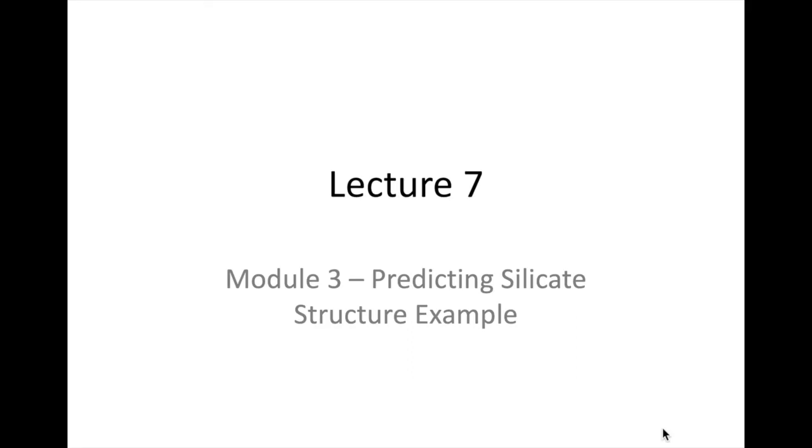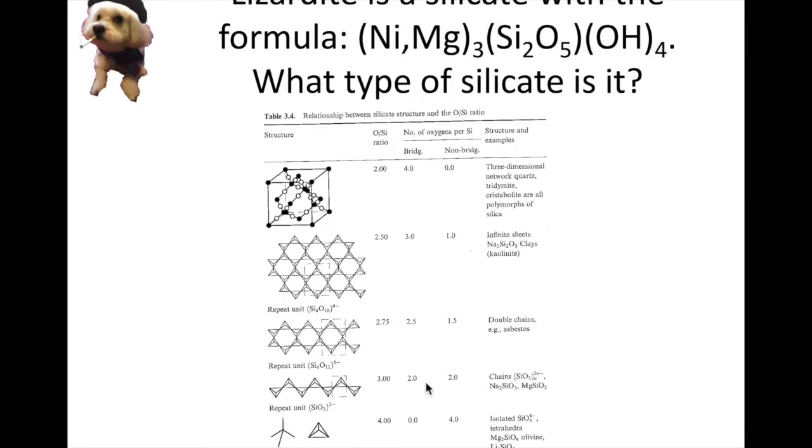All right, so up to this point, we've talked about table 3.4 in your textbook, which gives you different silicate structures. And I've been hinting at this predicting capability. So let's do an example of that. So here's our example that we're going to do.